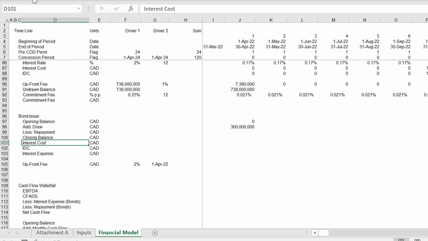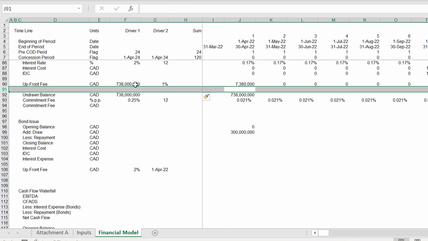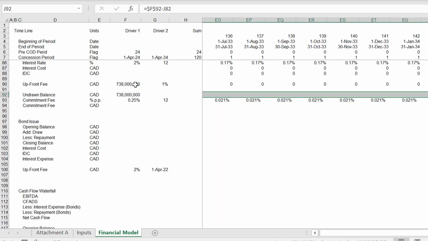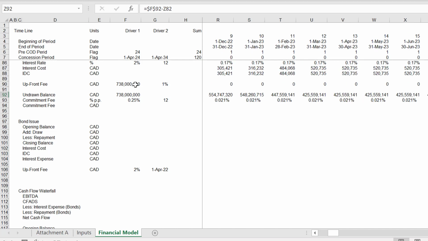Okay. Oops. Okay. Why did this give me a different number? Oh, this was the commitment fee. Fine. Okay. Shift Control R. Okay. That's our undrawn balance.